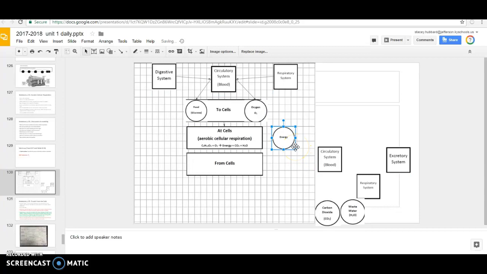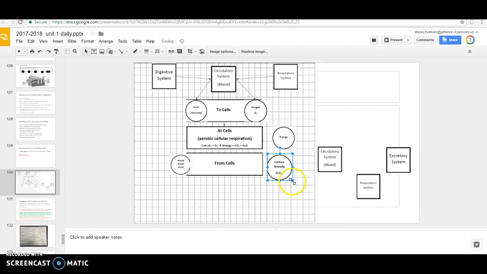And then what ends up leaving the cell? Well, what ends up leaving is our water, right? And also our carbon dioxide. Those are our waste products. We don't need them. We really just wanted the energy, but because of the chemical reaction, we get that. And now, what does it do? It's got to get from the cells. It's got to get out.